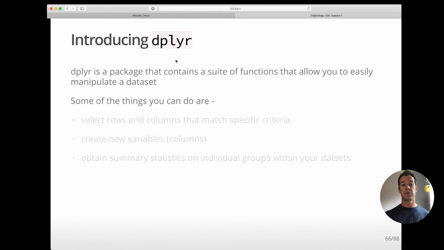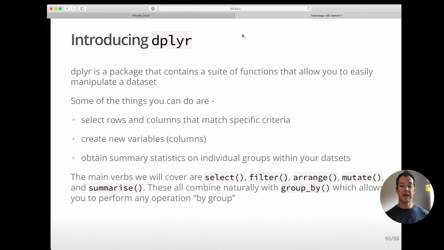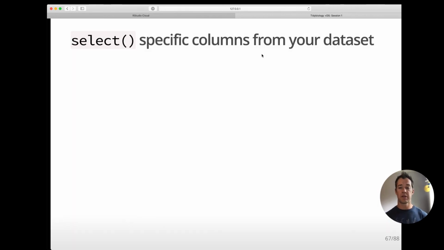Some of the things that we can do is select different rows and columns, like I said. We can create new columns or new variables. We can also obtain some very simple summary statistics on individual groups within our data. So dplyr has essentially 6 main functions that we'll be going over, and we'll take these one at a time. A lot of these are intuitive, so I will spend a little bit of time on them, but because of that intuition, we'll essentially march right through these.